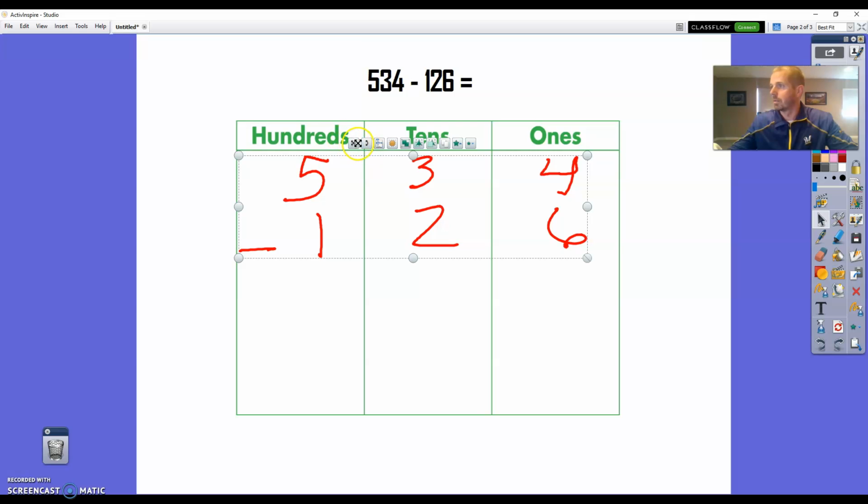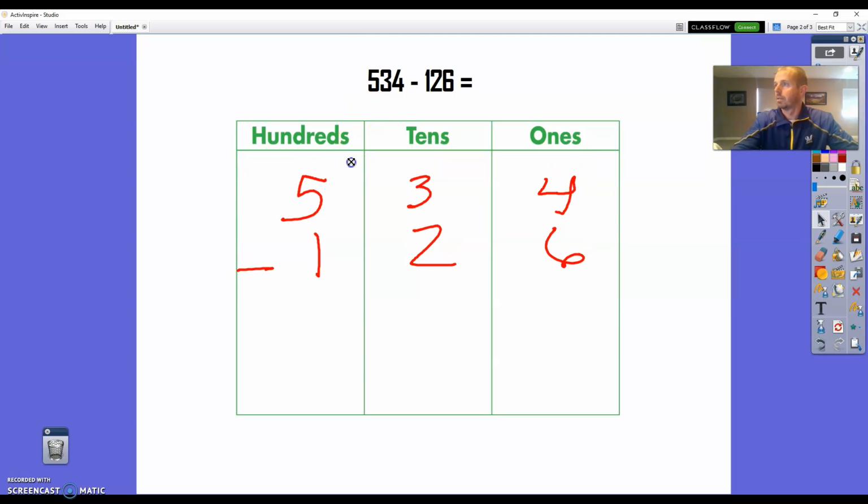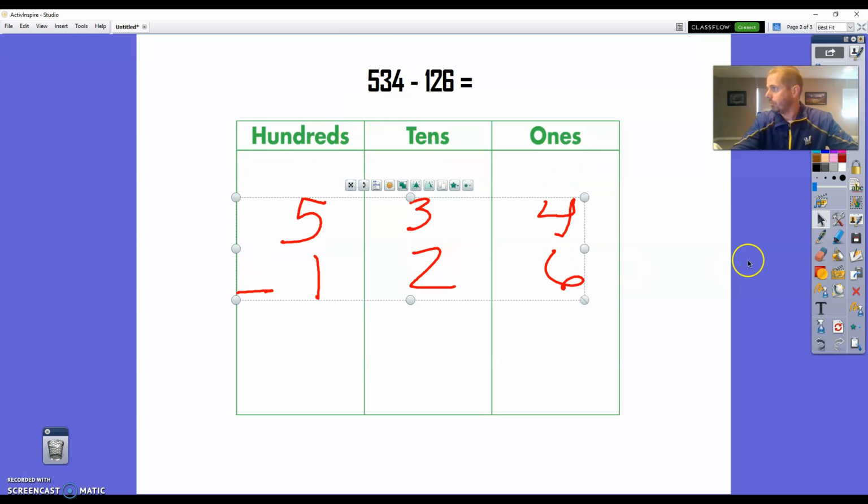Now I wish I would have written this down a little bit further so that I can write above my number, so I'm just going to slide this down. There we go. So when you write yours, make sure that you remember to do that.